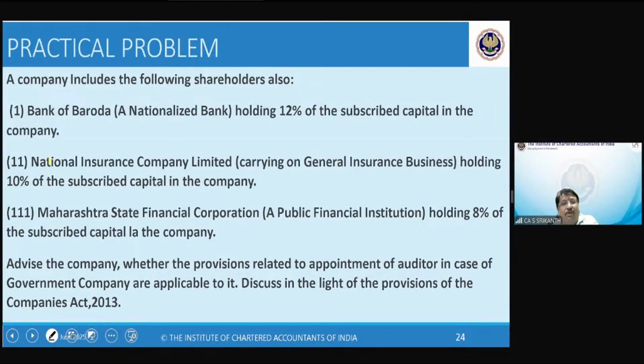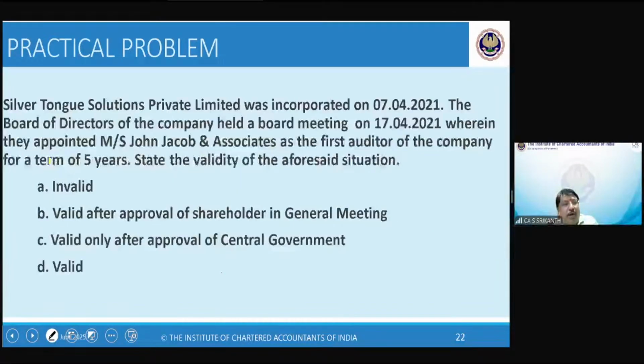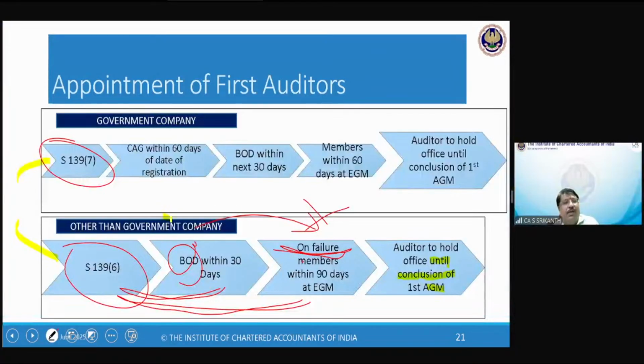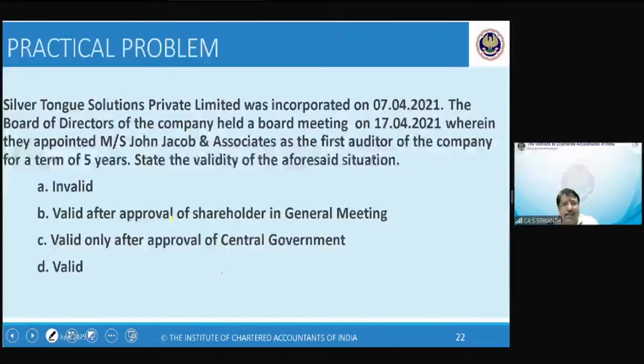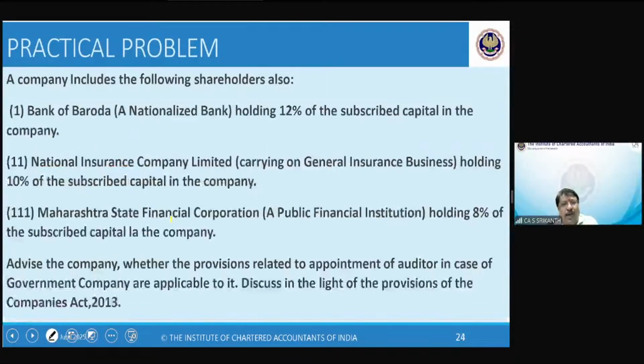Therefore, appointment of auditors can be done by the board of directors within 30 days. This is the answer. Hope this clarifies, Mr. Dhanush. It will be nice if you can confirm if you have understood. Since you have said you didn't understand this question, it will be nice if you can say whether you have understood or not. Okay. Thank you.